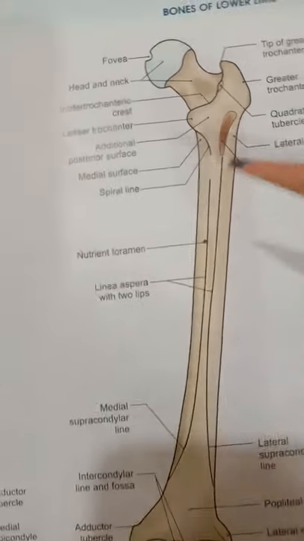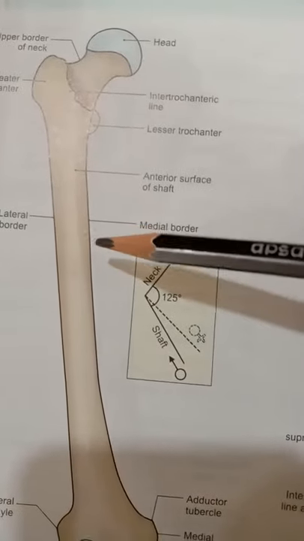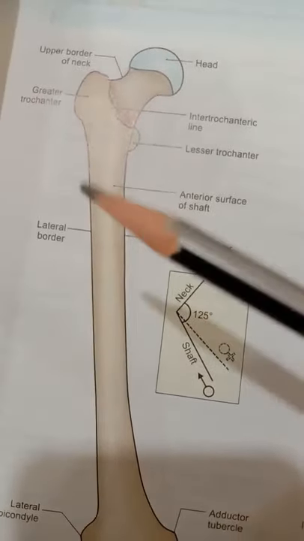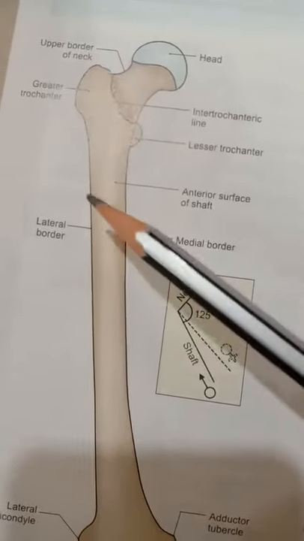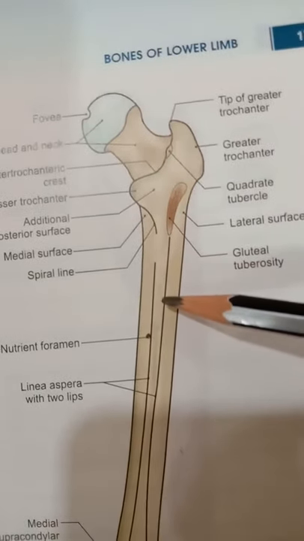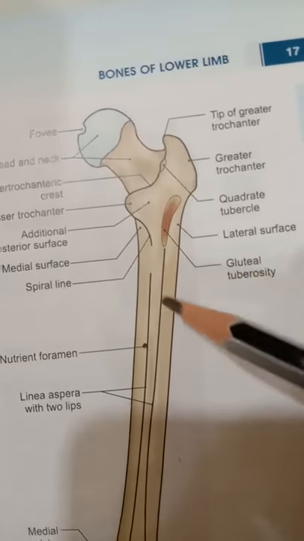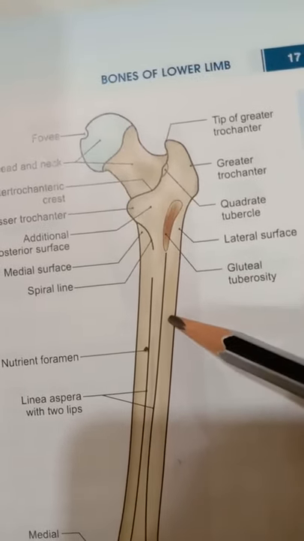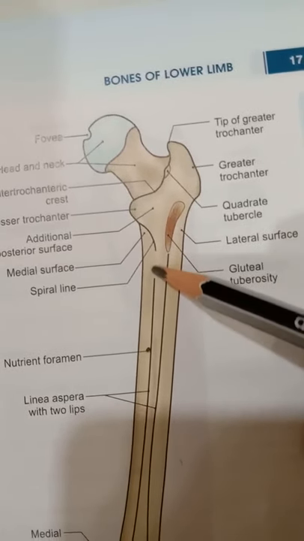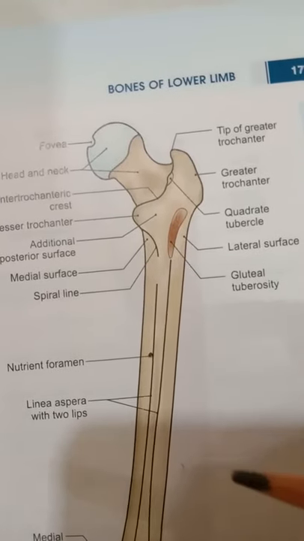Then the upper one third of the shaft of the femur has four surfaces. This is the anterior surface, and the medial and lateral lips of the linea aspera are present. This is the medial surface, this is the lateral surface, and this is the posterior surface, between the medial and the lateral lip of the linea aspera.